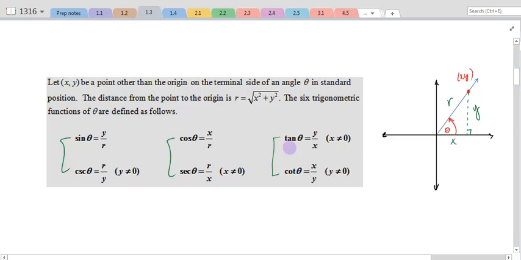So this you need to put to memory. You need to memorize it for the rest of the semester because it will be extremely, extremely important. So that's our introduction of our trig functions.